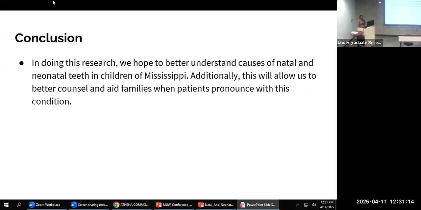In conclusion, in doing this research, we hope to better understand causes of natal and neonatal teeth in children in Mississippi. Additionally, this will allow us to better counsel and aid families with patients diagnosed with this condition.